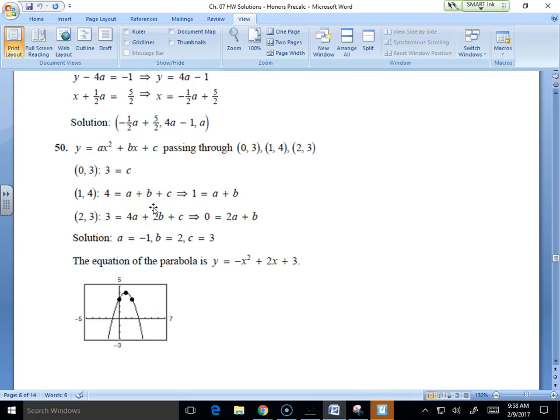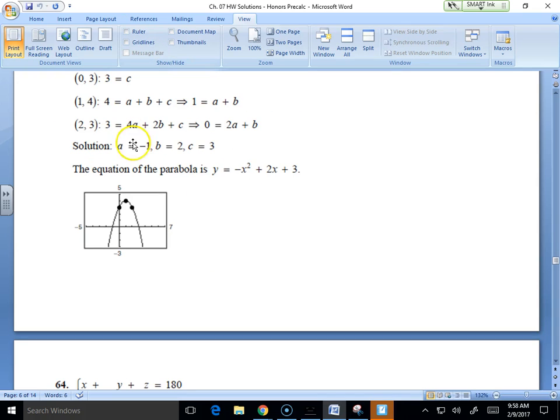And you guys aren't robots, you don't necessarily have to do the stair step. You can say, sweet, I know one, let's plug him in, and then let's have a little baby system that we could do substitution or elimination to solve for the rest. And we end up with a is negative 1, b is 2, c is 3. Plug it in, and we have our quadratic.